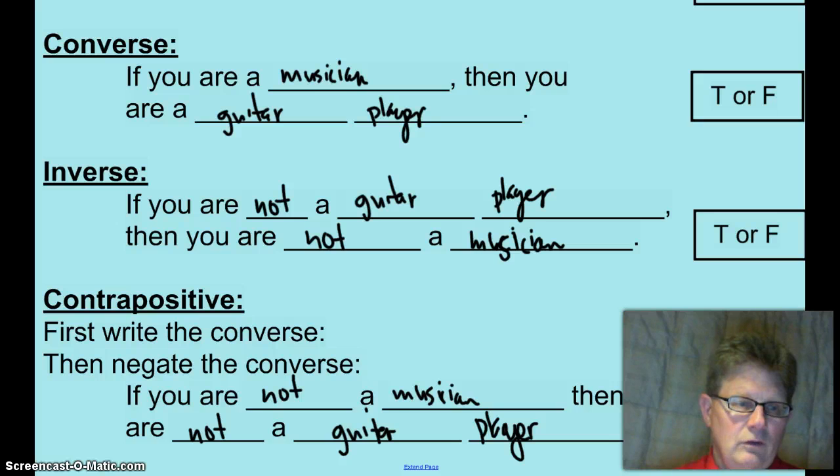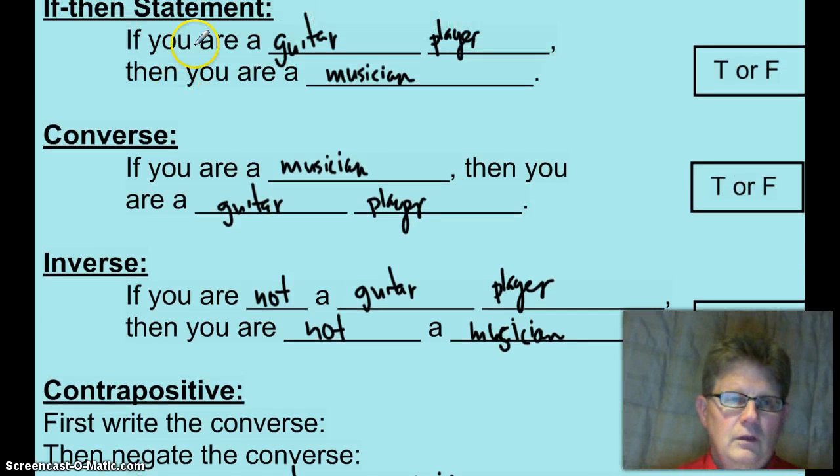Alright, and let's go ahead and look at the truth values of these statements. If you are a guitar player, you are a musician. Is that true or false? Well, I know my grandfather would probably argue with you, and he would say, if he were still alive, no, guitar players are not musicians. But yeah, that's true. Okay, if you are a musician, then you are a guitar player? Well, that's false. What about all those oboe players out there? You can play an oboe and be a musician, but you're not a guitar player.